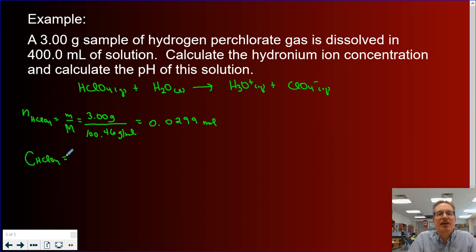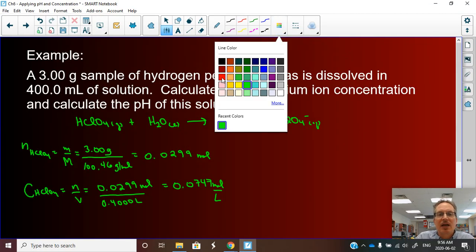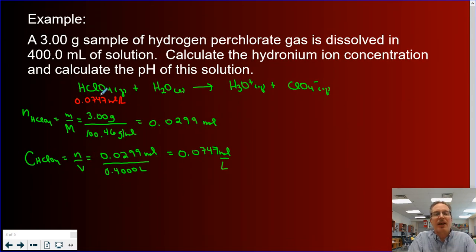Again, because we're going to end up with 0.4 liters of solution, we're going to dissolve it in that. So I have moles per volume. This is going to be 0.0299 moles over 0.4000 liters, so divided by 0.4 liters. And again, in 3 sig figs, I have 0.0747 moles per liter. Now, hopefully you remember this from previous lessons. This is the concentration of the perchlorate, so this is going to be 0.0747 moles per liter. And I am now going to use that value to write a concentration statement.